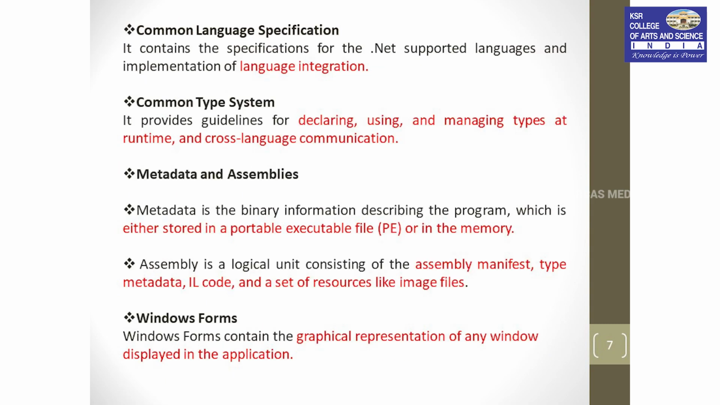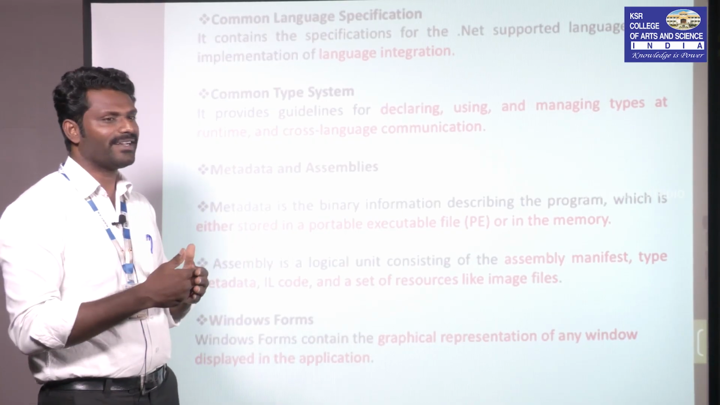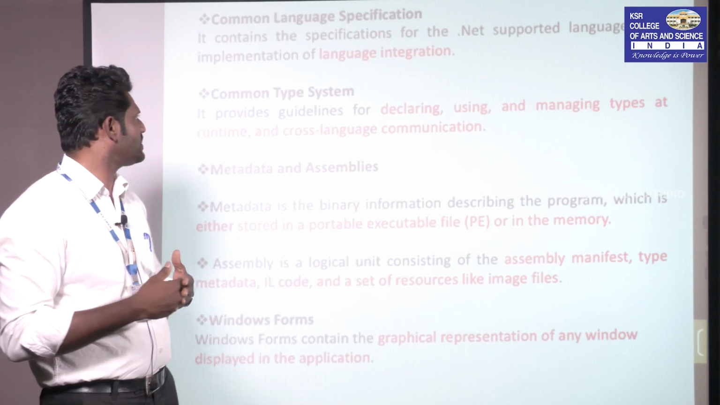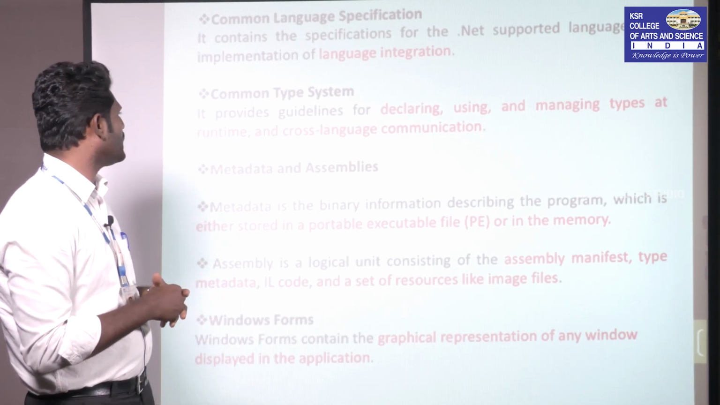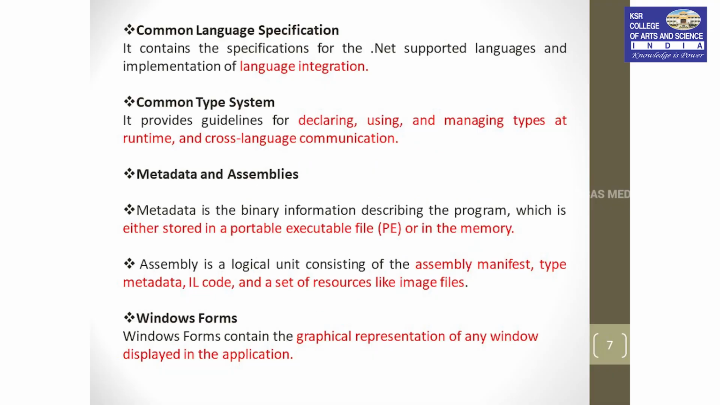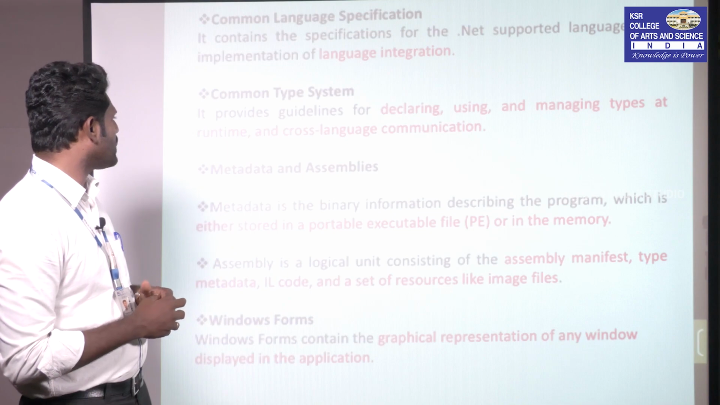The Common Language Specification means the specification for the .NET supported languages and the implementation of language integration. It means integration for approximately 50 languages. And Common Type System means declaring, using and managing types at runtime, and cross-language communication. It allows a number of different applications developed in different languages to communicate. For example, metadata and assembly.